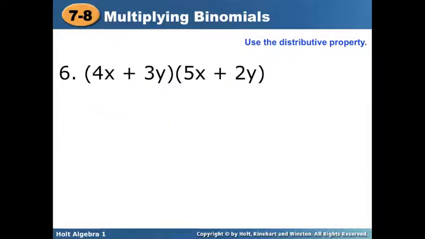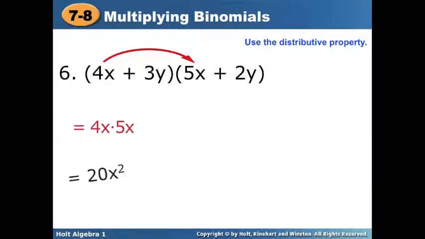Example number 6. We have 4x plus 3y times 5x plus 2y. Be especially careful when using the distributive property with multiple variables. You may need to write out each individual product, what has been coming into color, and then show your products in the next line. Start with 4x times 5x. Especially because we have two variables, you may choose to now write this. However, it's still not required.